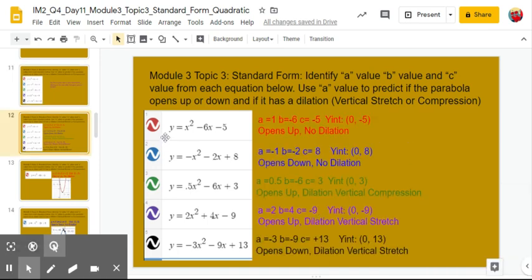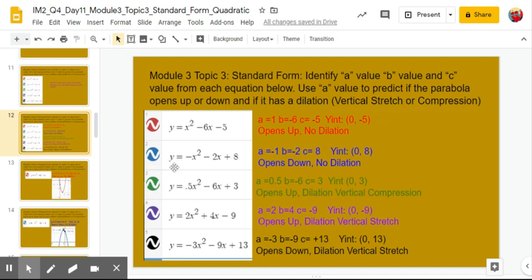All right, so for the first function, you should have got the a value is 1. Remember, there's no number in front of the x squared. That means it's 1. B value is -6. C value is -5. All right, what does an a value being 1 mean? Well, it means it opens up and there's no dilation. And then the c value being -5 tells us the y-intercept is 0, -5.